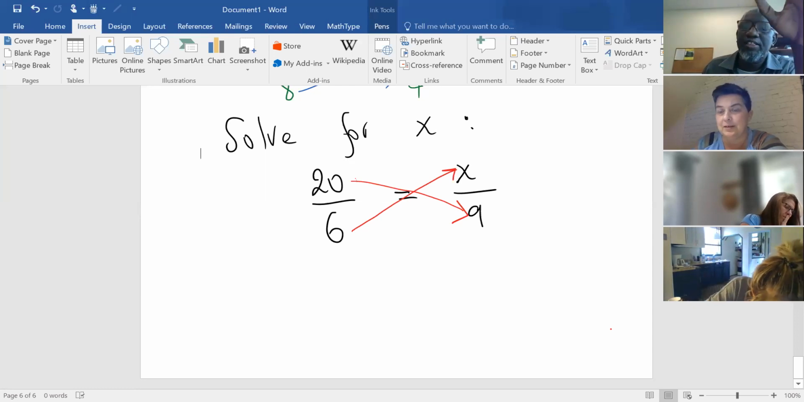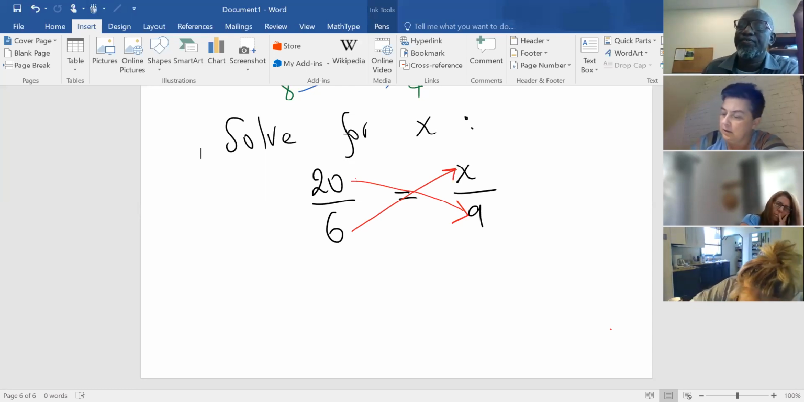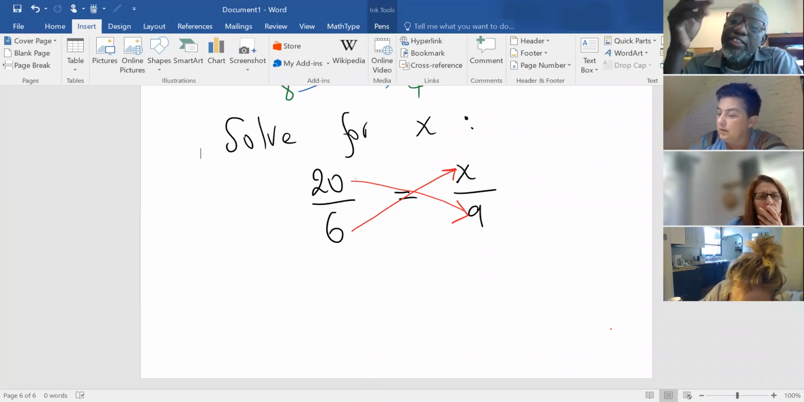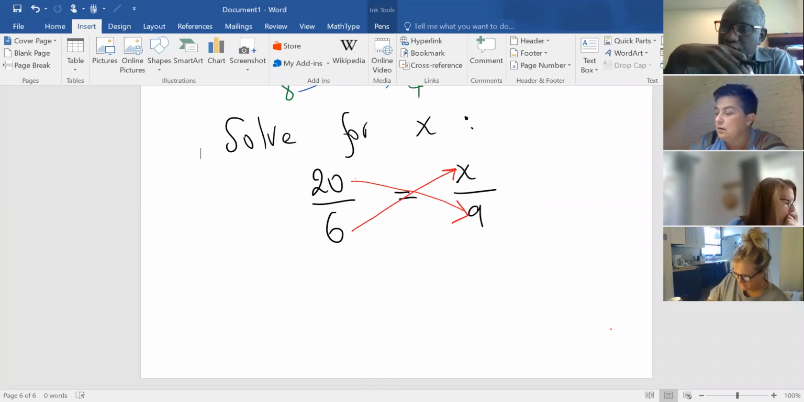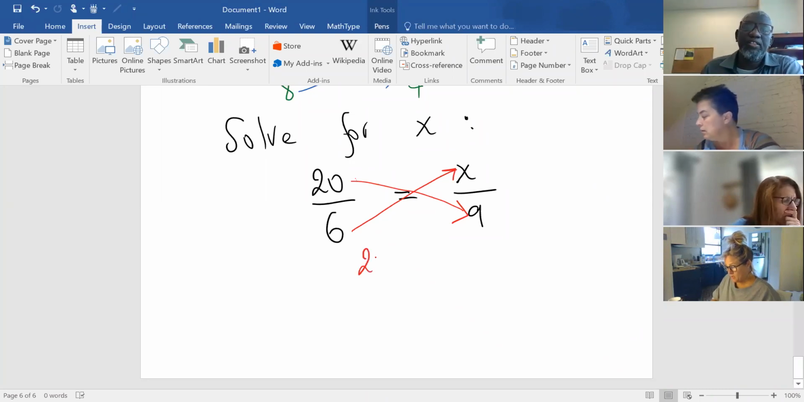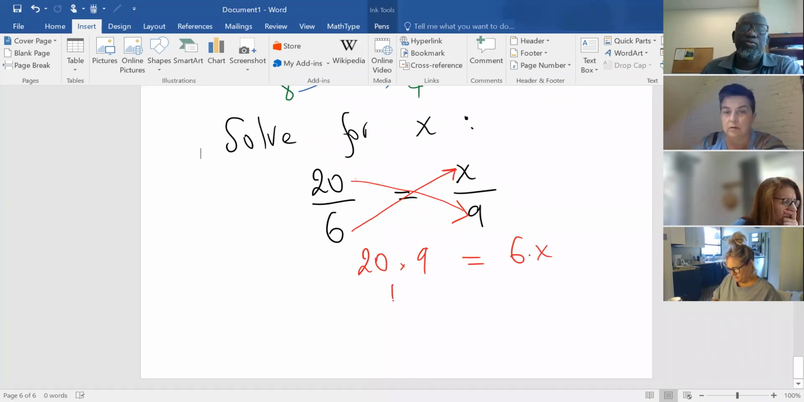That's what you call cross multiplying, right? Every time you have a single fraction equal to another single fraction. Visually, that is very, very easy to remember, right? So that means 20 times 9 is equal to 6 times x, which is 180 equal to 6x.